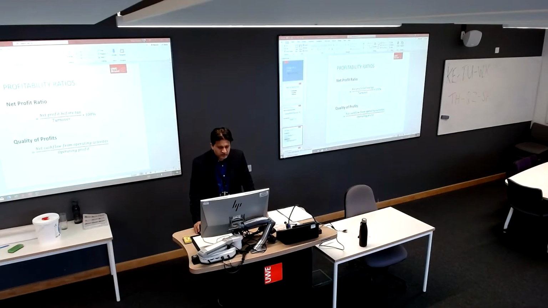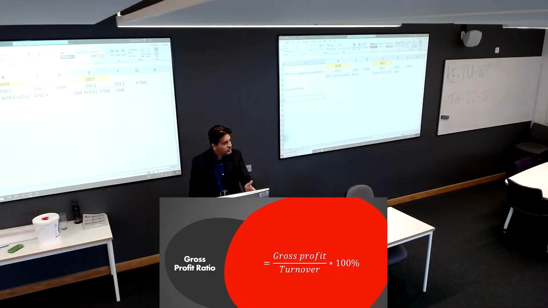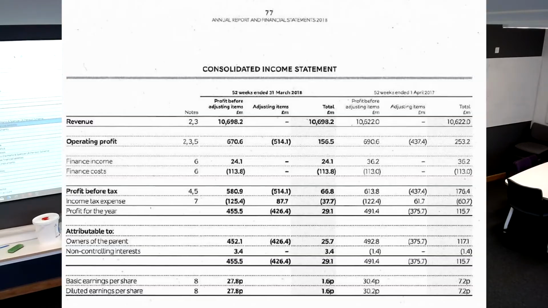Gross profit ratio. We need gross profit and turnover. These two figures should be in the income statement. So if you go to the income statement, we should be able to find both of these things in there. However, you can see that although turnover is there, gross profit is not there.